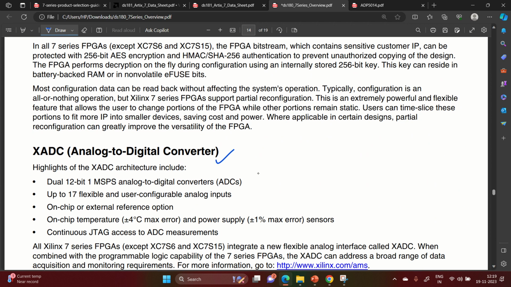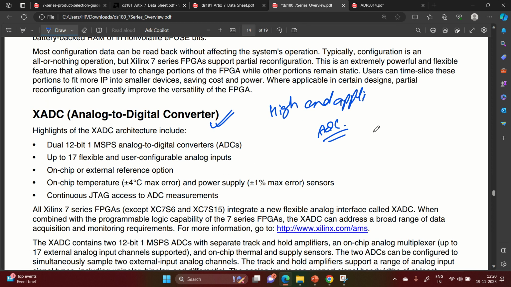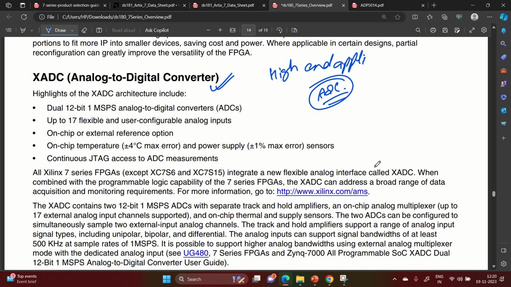But basically I'll suggest for high-end applications, try to use separate ADCs. Okay, don't try to use the inbuilt FPGA ADCs, but for very small applications you can utilize the ADC itself. That is not a problem at all. But I'll recommend you to use separate ADCs. There are a lot of ADCs available from Analog Devices or Linear Technologies and all, even Texas Instruments.